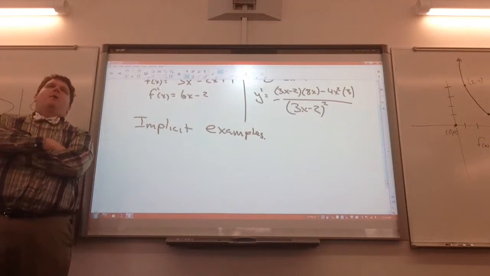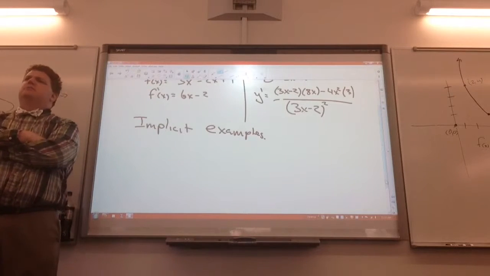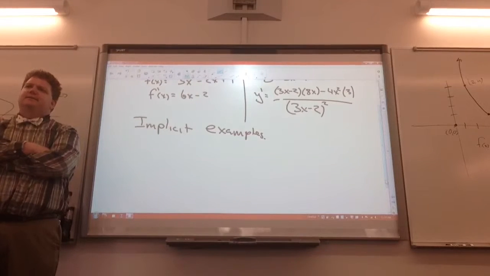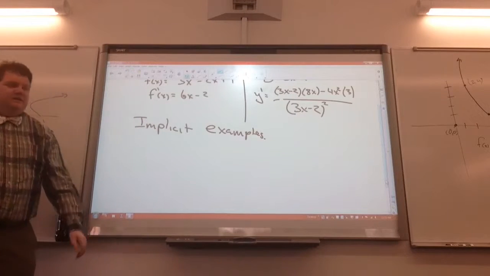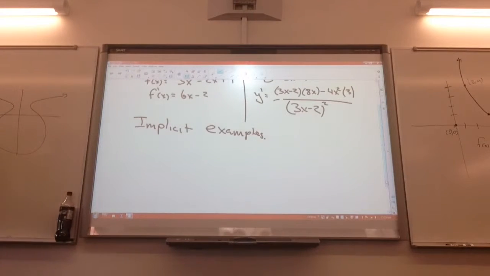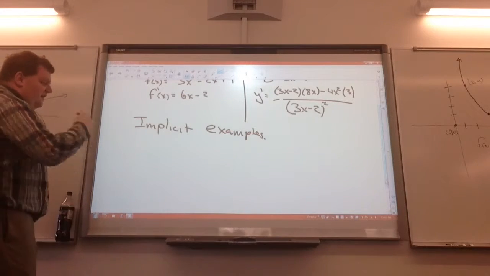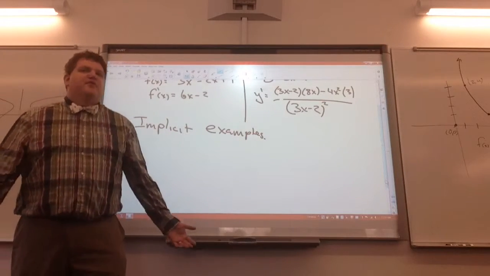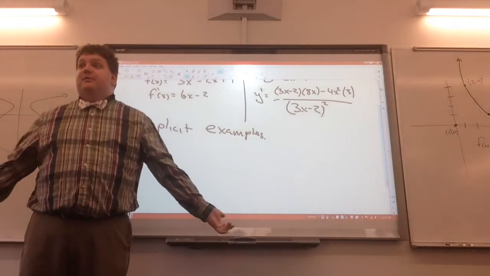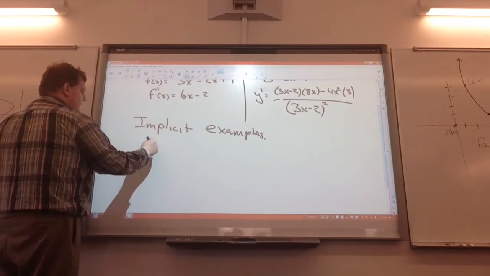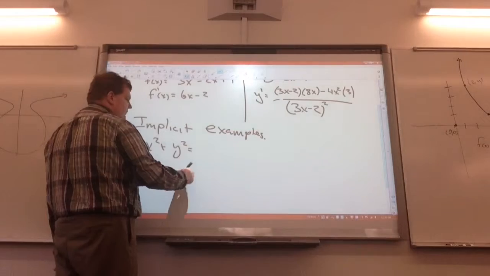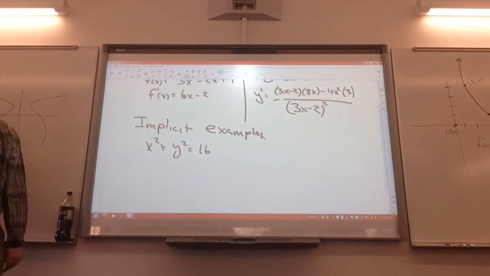So for example, what would the equation of a circle look like? Anybody remember that from pre-calc? You're on the right track. By what you're saying, it sounds more like an ellipse. But remember, circles are like x squared plus y squared equals r squared. So an implicit example might be a circle: x squared plus y squared equals 16. That's a circle, right?